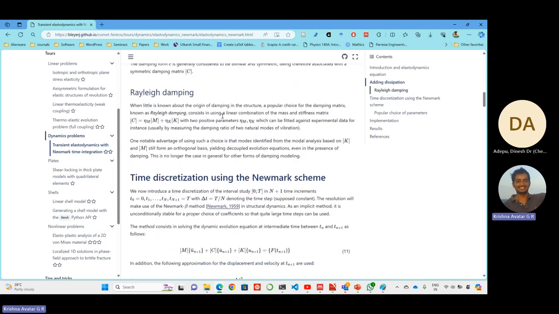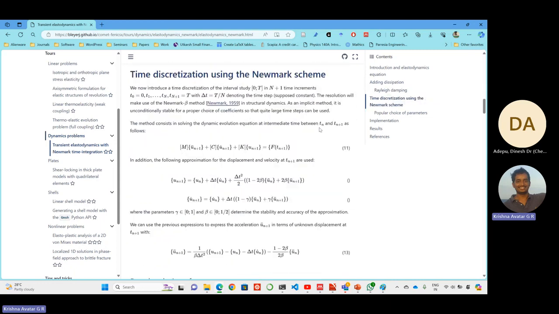Given that we have this discretized form, for the time interval t n and t n plus 1, we just want to solve for our values at t n plus 1, so we write this equation at the n plus 1th level. That is, M u double dot n plus 1 plus C u dot n plus 1 plus K u n plus 1 is equal to f of t. In addition, the following approximation of the displacement at t n plus 1 is used: u n plus 1 is equal to u n plus delta t u n dot plus delta t squared by 2 times 1 minus 2 beta u n double dot plus 2 beta u double dot n plus 1.